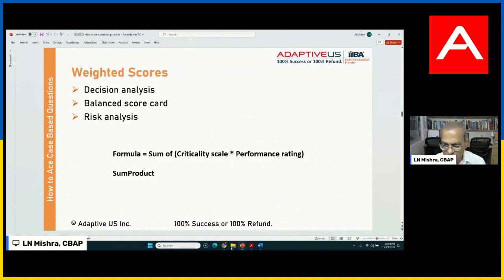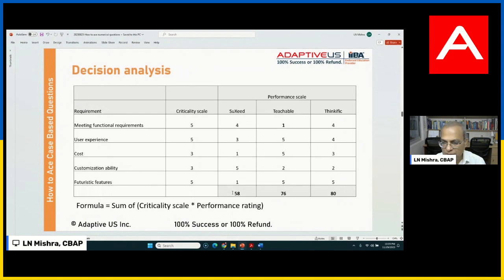So, as I showed here, I have computed the sum product of each option. This option happens to be 58, this option happens to be 76, and this is giving us 80. So obviously it means we are likely to go ahead with Thinkific as the right platform for our learning management system requirement. So decision analysis you can carry out for any situation.